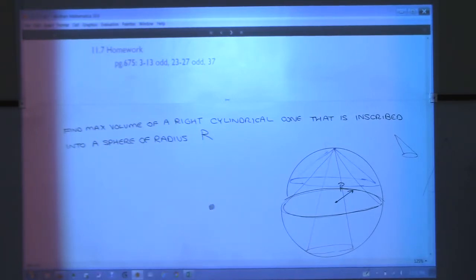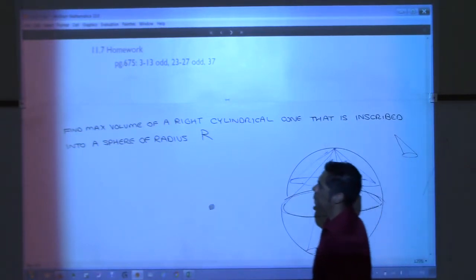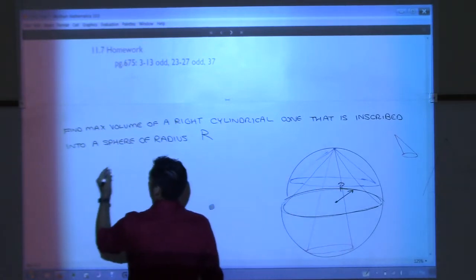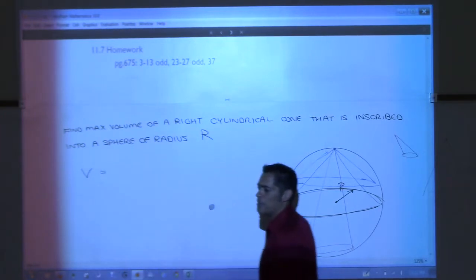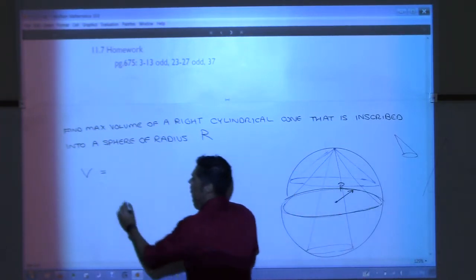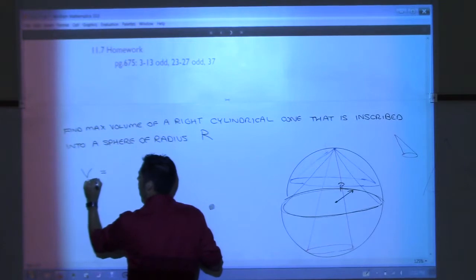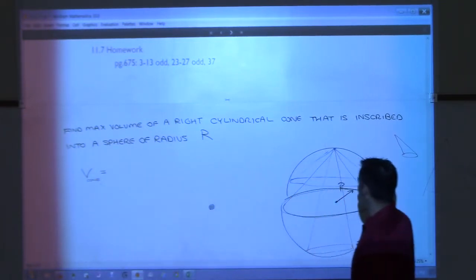How in the world are we going to do this? What is this section about? Finding the maximum and minimum values of a function of two variables. So what do we want to find the maximum of? Maximum volume, right? So we need to come up right now with the way to come up with the volume of this cone. I'm not going to write this again, but when I'm talking about volume, I'm talking about the cone. What is the volume of this cone?